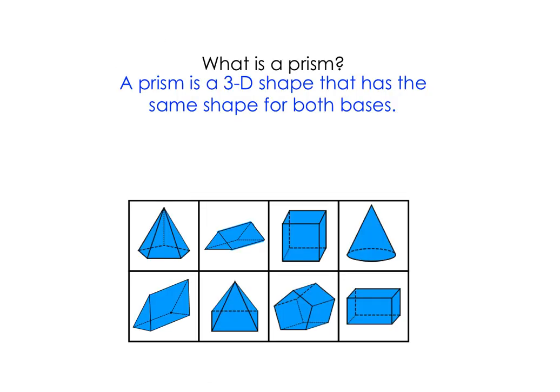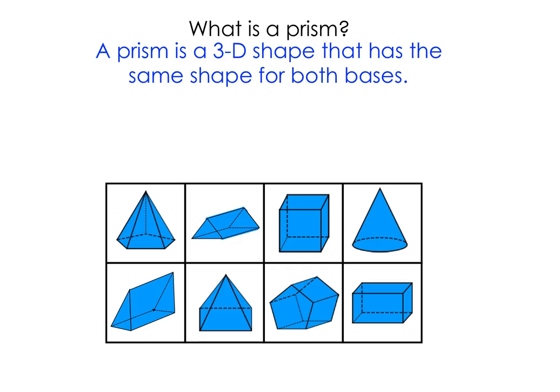Skip ahead. Okay, so just looking at these, a prism, it says, is a 3D shape that has the same shape for both bases. Who can tell me, if I number these, which of these would be considered prisms? I want to know which ones are prisms. Give me a number that you see that's a prism. Clara? 2. 2 is a prism.